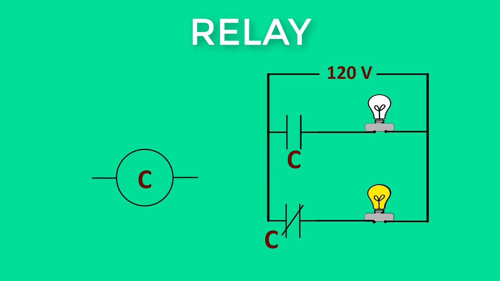Coil and contact symbols are important for circuit design and interpretation. In the example, the lamps are controlled with a normally open and a normally closed contact. Notice that before the coil is energized, the bottom lamp is on and the top lamp is off. When the coil is energized, the normally closed contact opens and the normally open contact closes.